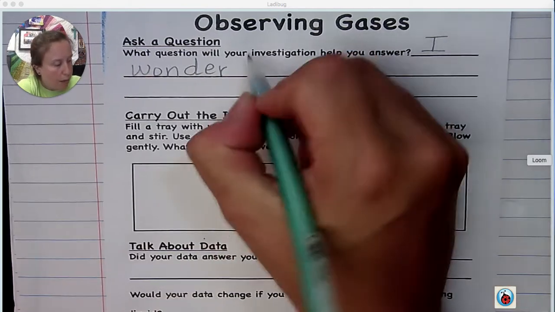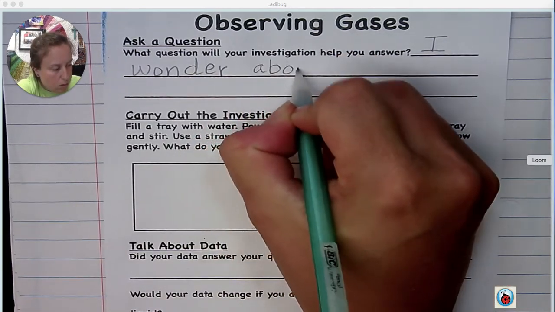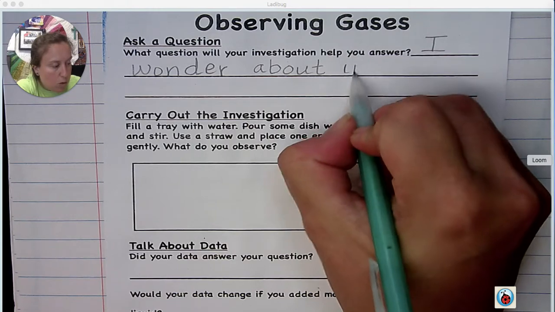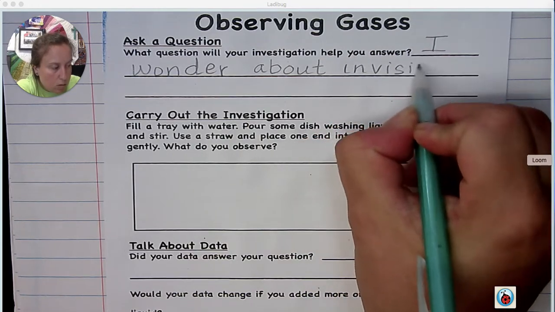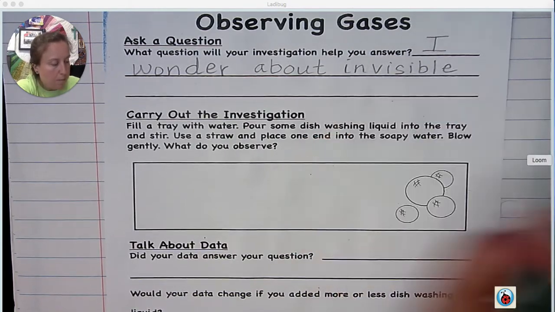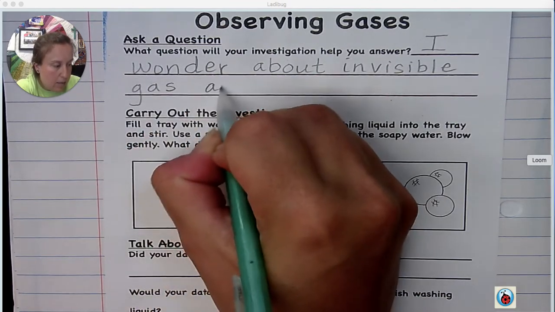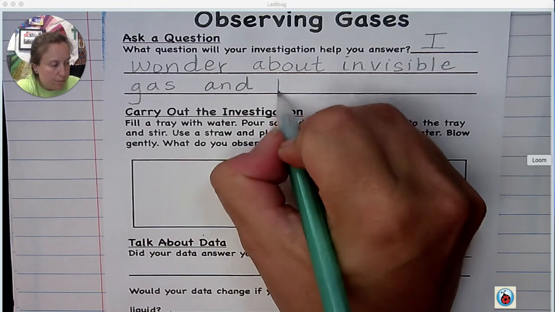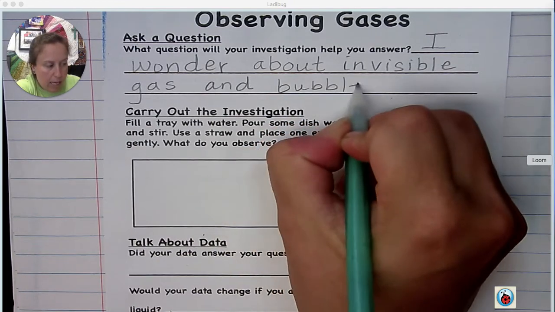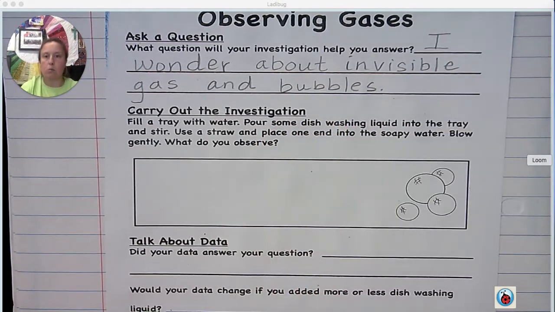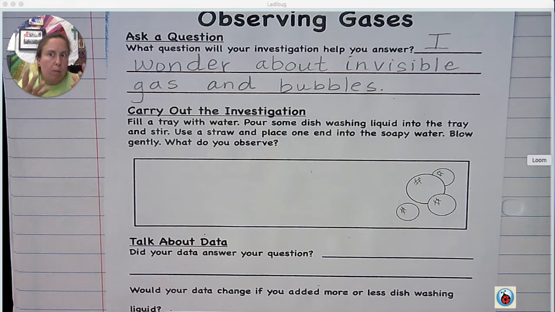I wonder about invisible, which means it cannot be seen, gas, and bubbles. And maybe how they interact. How is an invisible gas part of bubbles? What do we do in order to form a bubble? We have to use the gas in order to do something.